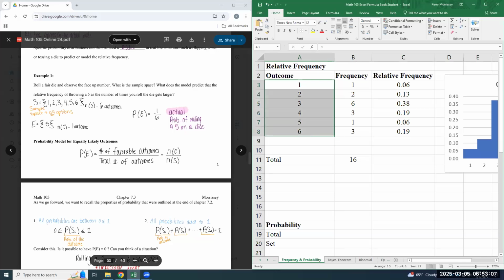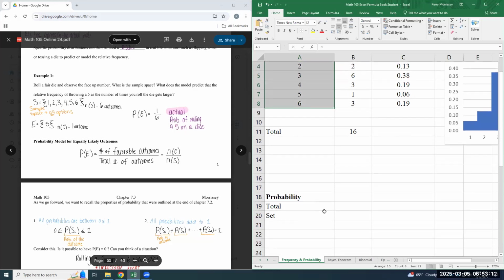So your outcomes here are your sample space. You'll notice that there are 6 total outcomes. So when it comes to your set of all outcomes, we're going to type in your value of 6. This is just your sample space.